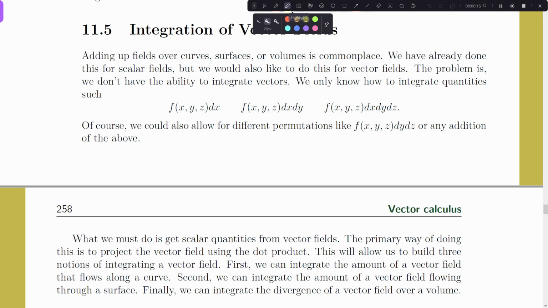The book says, adding up fields over curved surfaces volume is commonplace. We've already done this for scalar fields. We have not. I don't know what your book is talking about. This is section 11.7, as in next week. So don't pay too much attention to those first couple lines and expect that we actually have done that before.